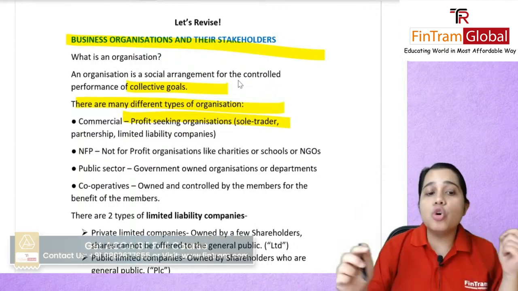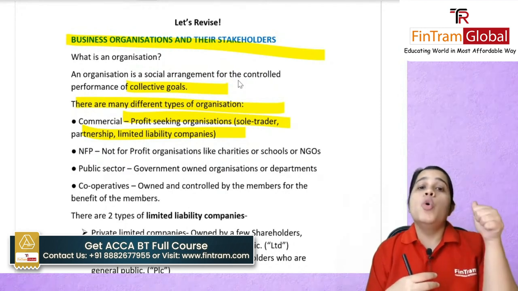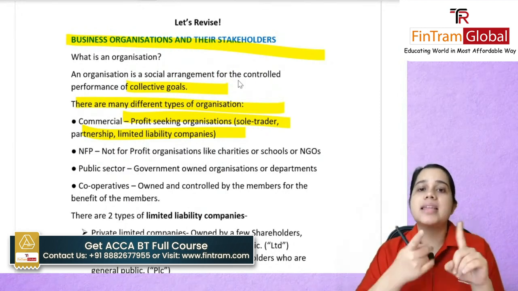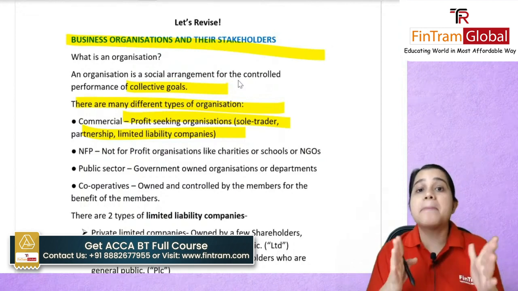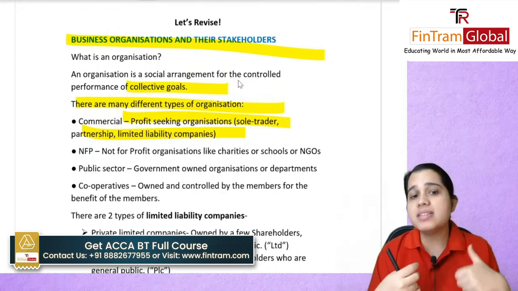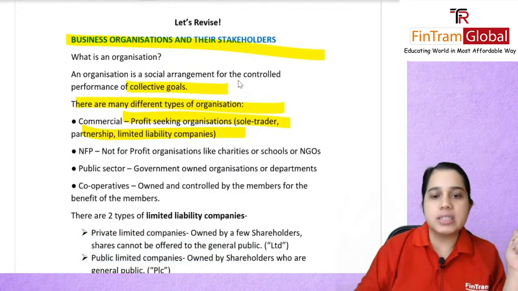Here we covered our sole trader, our partnership, limited liability company. So sole trader was owned by one and liability was of one person. The business and the person is not considered separate. Then we had partnership, two or more people might come together and do business. And we had limited liability companies, wherein there were two types, which we'll just see now.